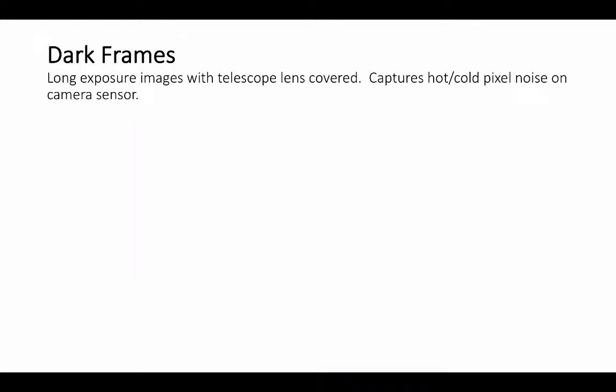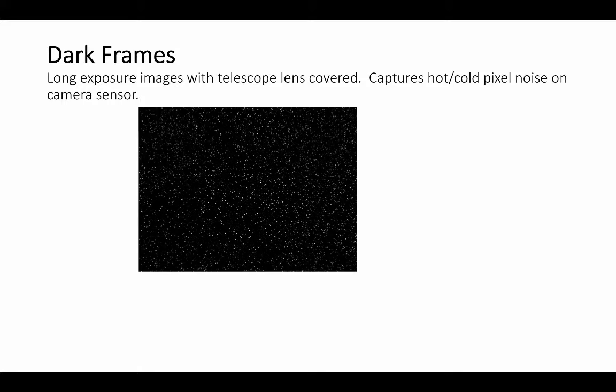but the noise is going to be subtracted out, to the extent we can, in a later step. The dark frames are exactly the same as light frames, except you put the telescope lens cap on. You cover it up so it's really just shooting in the dark. And this is what captures hot and cold pixel noise on the camera sensor.